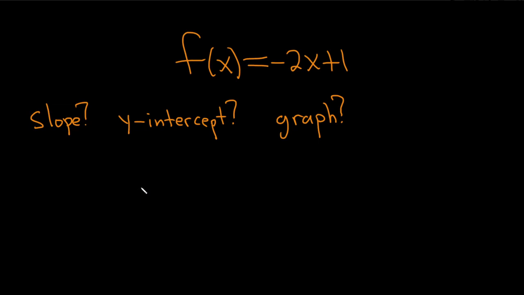Hi everyone, in this problem we're given a linear function. This is actually just the equation of a line. And we're asked for three things. We want the slope, the y-intercept, and the actual graph.